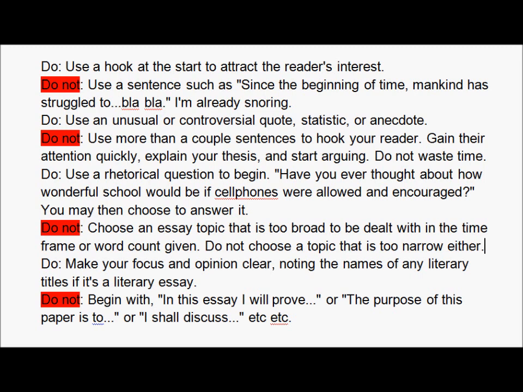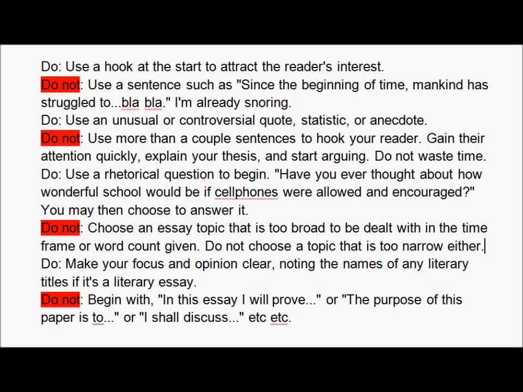Do make your focus and opinion clear, noting the names of any literary titles if it's a literary essay. So if you're writing an essay about Hamlet, you should probably mention that you're writing an essay about Hamlet by William Shakespeare in the first couple sentences of your introduction. If you have this wonderful topic that expertly analyzes some portion of his character, but you never mention that you're studying Hamlet, then that would be a problem. If you always say the main character or he, yeah, not good. In the case of Hamlet, it's a little bit easier because the title is the same as the main character.